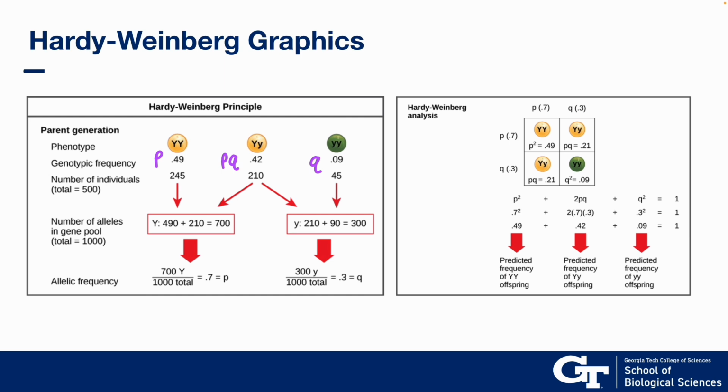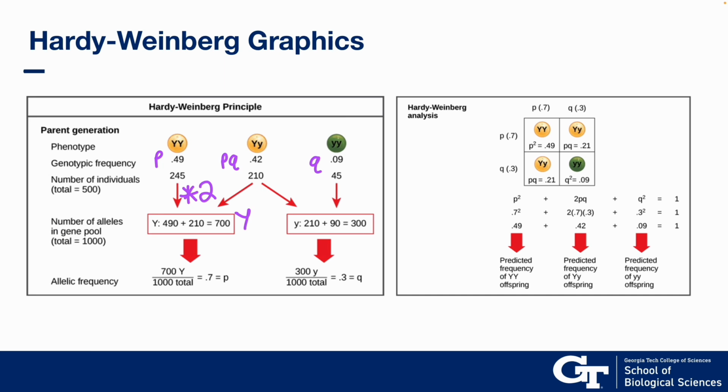So now we're looking at the frequency of big Y's, right? So we have 245 YY individuals, and we're looking at the frequency of Y's, so we're going to multiply this by 2. So we're going to get that 490 number because we're looking at the frequencies of the Y allele. And then we're going to take the big Y from this population of 210, we're going to move it down here. So we're told that we have 700 big Y alleles.